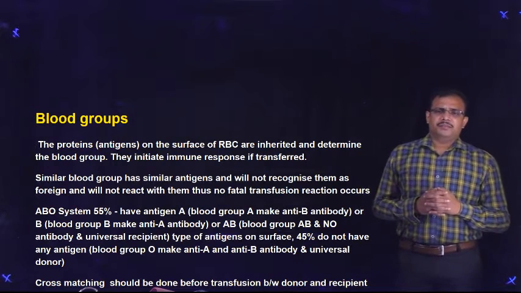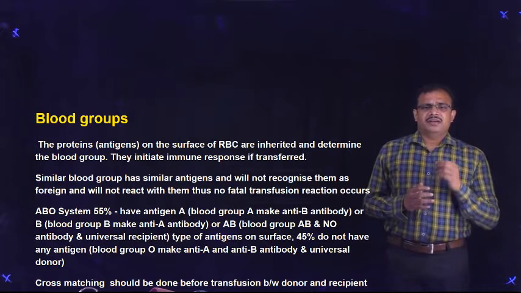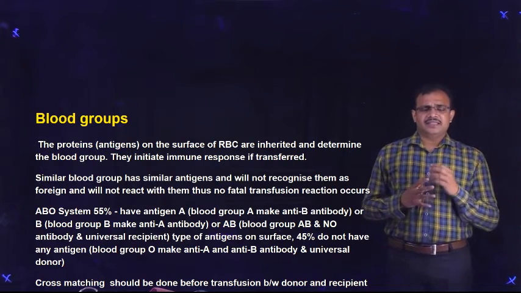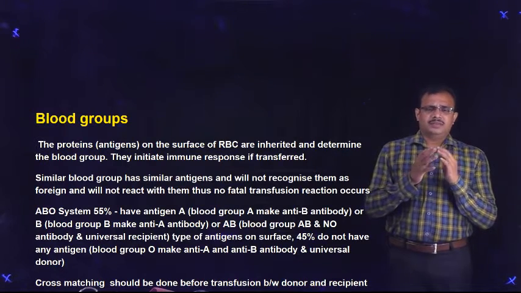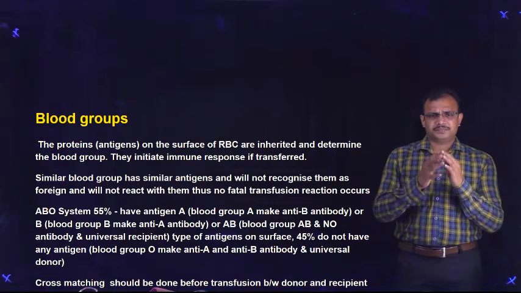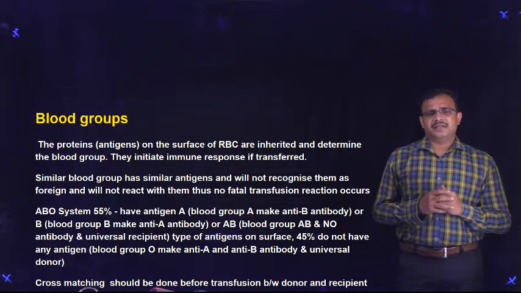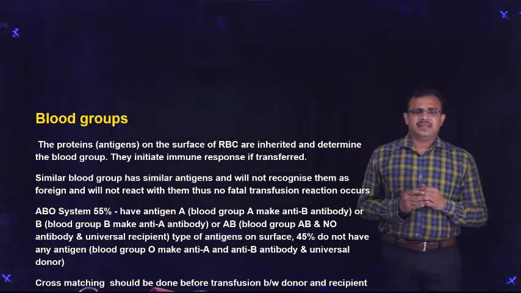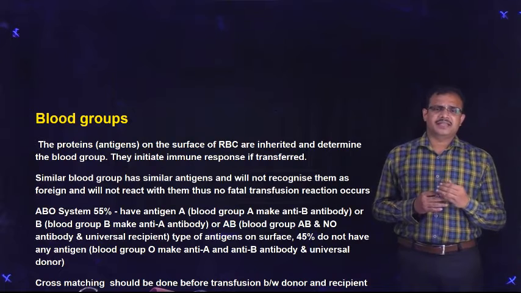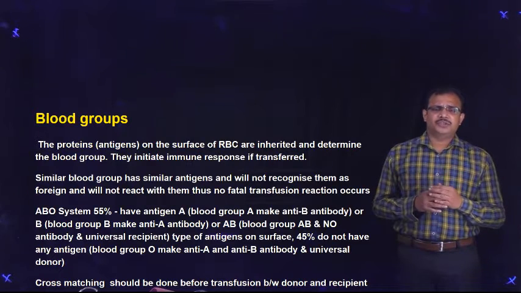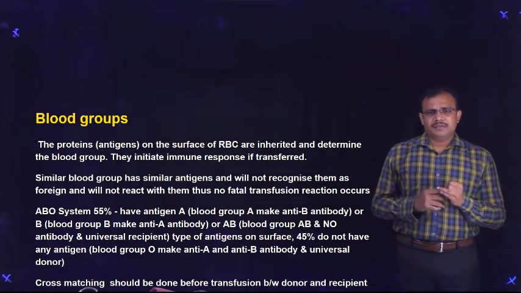Here, the majority of the individuals, 45% of the individuals, will have no antigen on the surface of their red blood cells, and those individuals are categorized under O group. Whereas the remaining 55% of the individuals have different types of antigens on their surface, and hence they can be categorized into either A blood group, B blood group or AB blood group.